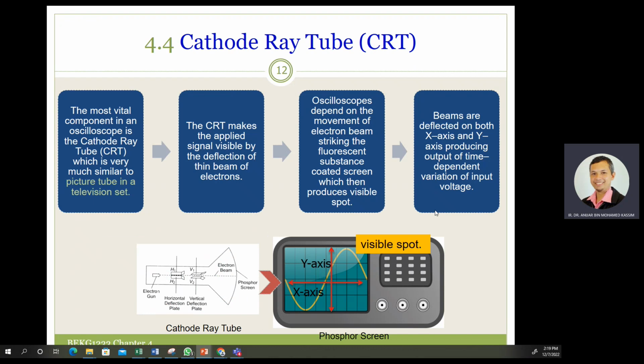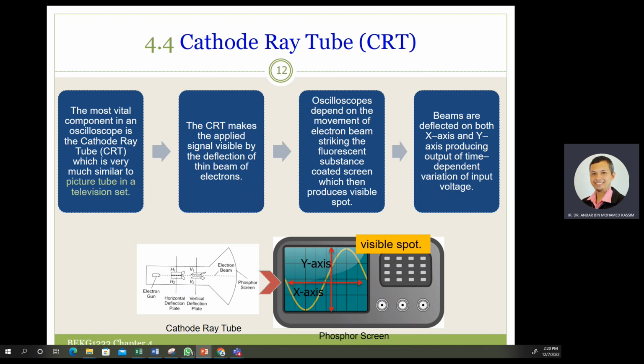Okay, so next we are going to the first main important component, which is the CRT. The CRT is the most vital component in the oscilloscope, and it is very much similar to the picture tube in the television set. I think currently there are not so many CRT televisions in this world because we are going for thin televisions, for example using plasma and LED. I think in the future there will be more important technology using thin film.